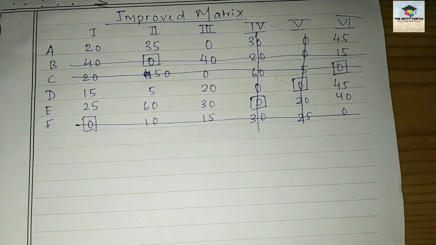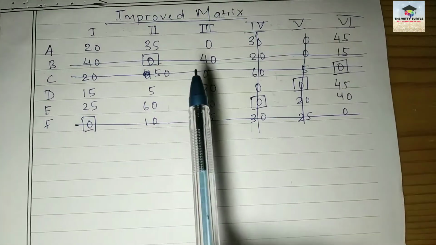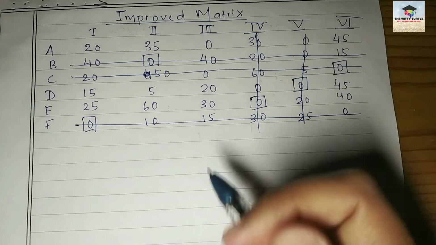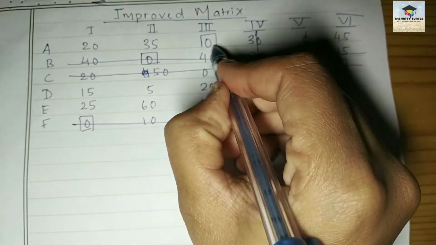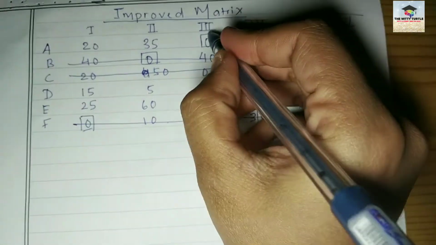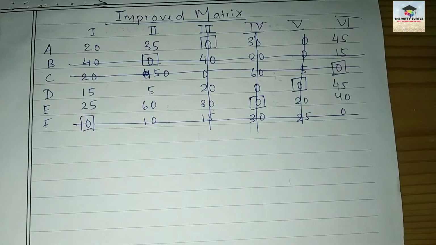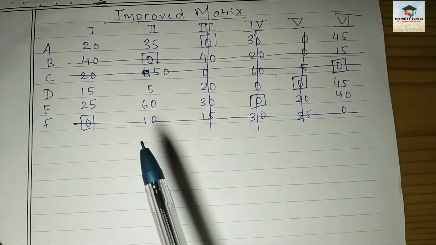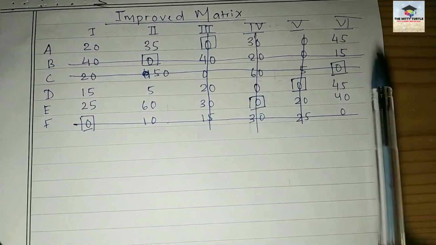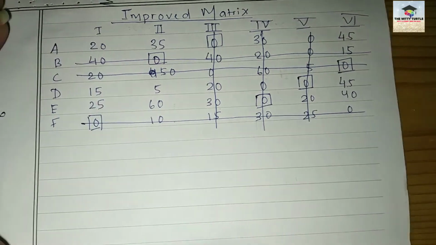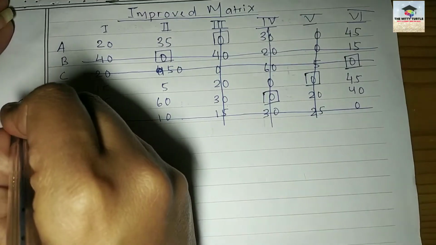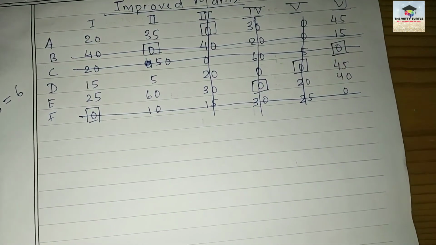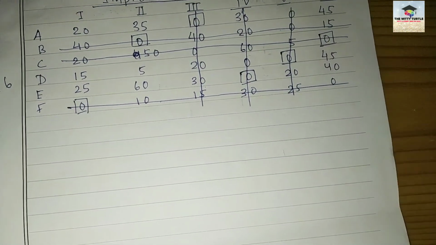Now check again. If we check the first row, which zero will we get here? We have only 1 zero, right? So we can cut this entire column. Understood? Right? Now check how many zeros do you get? 1 2 3 4 5 6. Your order is 6, and you are also getting 6 zeros, right? So you have reached the point of optimality, right?